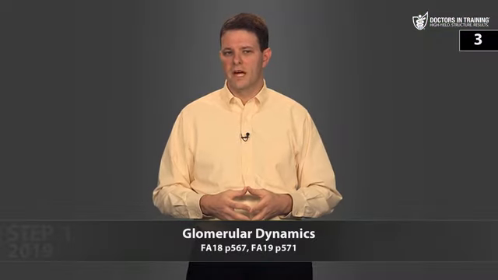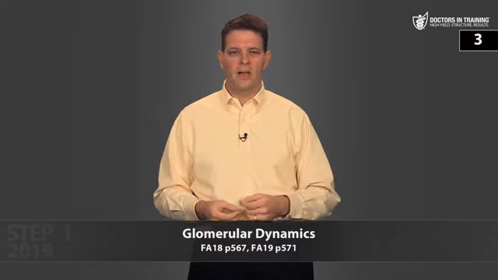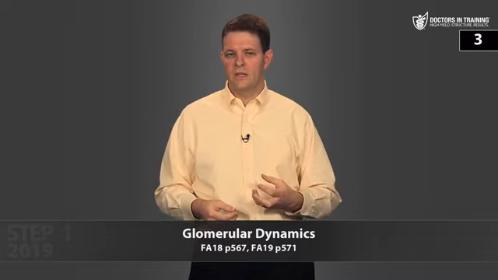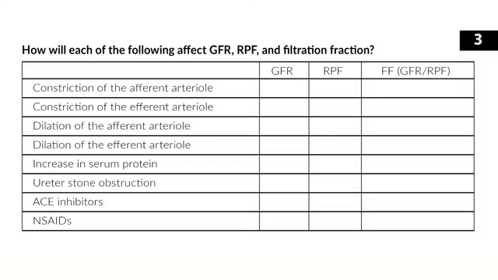Let's look at this in your study guide. It says, how will each of the following affect GFR, renal plasma flow, and filtration fraction? So take a moment or two and try to reason through these, and then we'll go through them together. The first one is constriction of the afferent arteriole. So this would cause the GFR to decrease, and then the renal plasma flow will decrease, and filtration fraction will have no change. We talked about that.